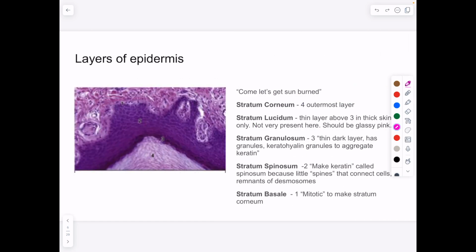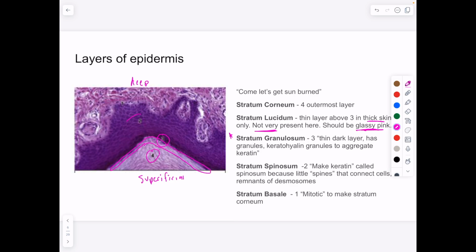All right, layers of the epidermis. We like our mnemonic, come, let's get sunburned. So here we have our superficial part here, and then deep is here. So 4 is our stratum corneum. 3 is going to be our stratum granulosum, and then right above it would be our stratum lucidum, but it's hard to tell in this picture. What it would be is like glassy pink, but in this particular instance, you don't really see it here. This is thick skin though, so stratum lucidum would appear in thick skin, does not appear in thin skin.